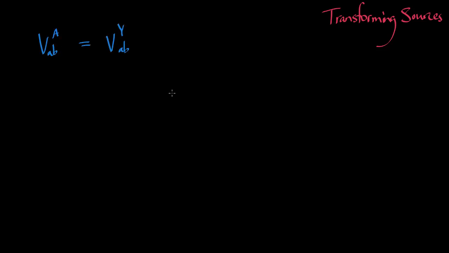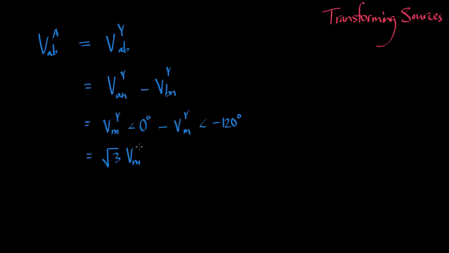Expanding this equation, rearranging, therefore, a delta source can be replaced with a star source with the phase to neutral voltage given by this. A good thing to remember is that if you are given a voltage on a piece of equipment, it will always refer to the line voltage, that is, RMS line.